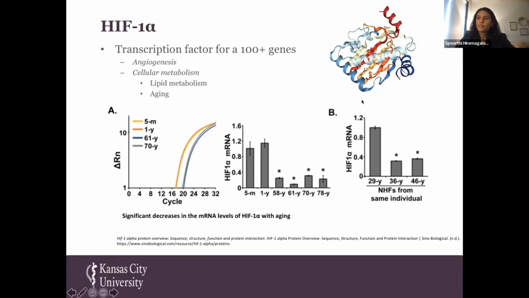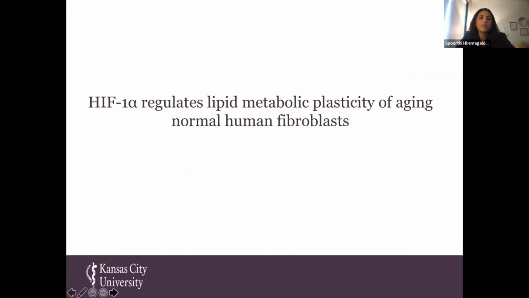This figure from our lab shows data from a real-time PCR assay, where you can see a significant decrease in mRNA levels of HIF1 alpha with NHFs as they age, as well as a significant decrease in mRNA levels of HIF1 alpha in NHFs from the same individual as they age in B. But HIF1 alpha is actually most regulated at the protein level, and this data led us to the hypothesis for our project, which is HIF1 alpha regulates lipid metabolic plasticity of aging normal human fibroblasts.